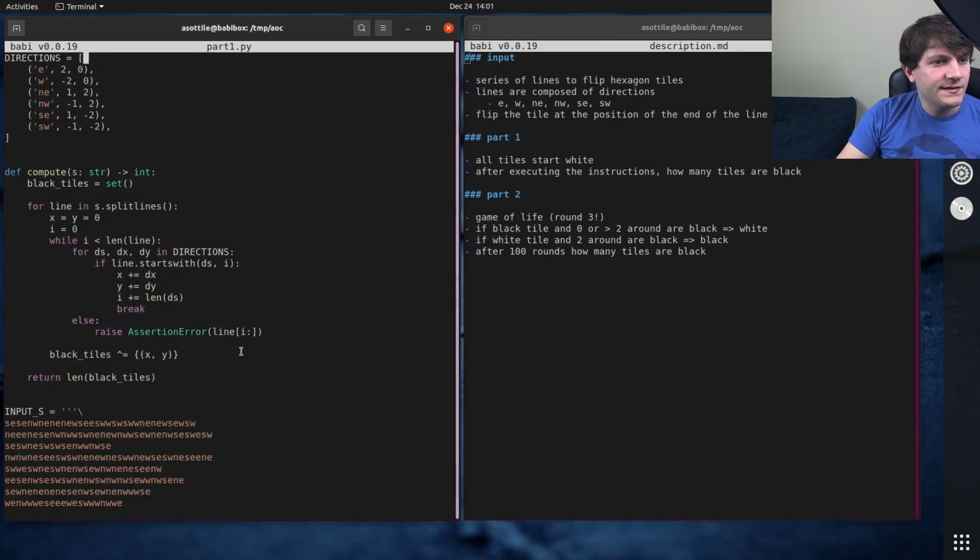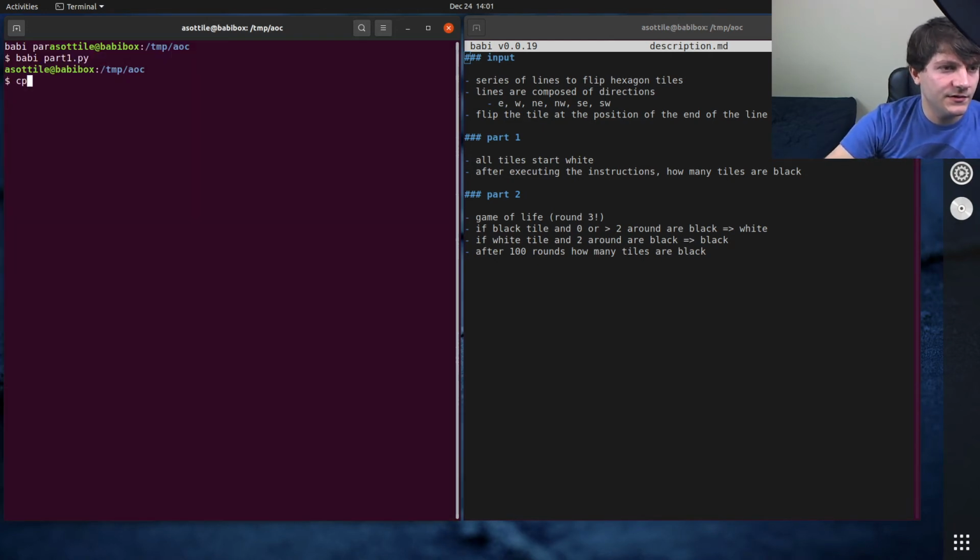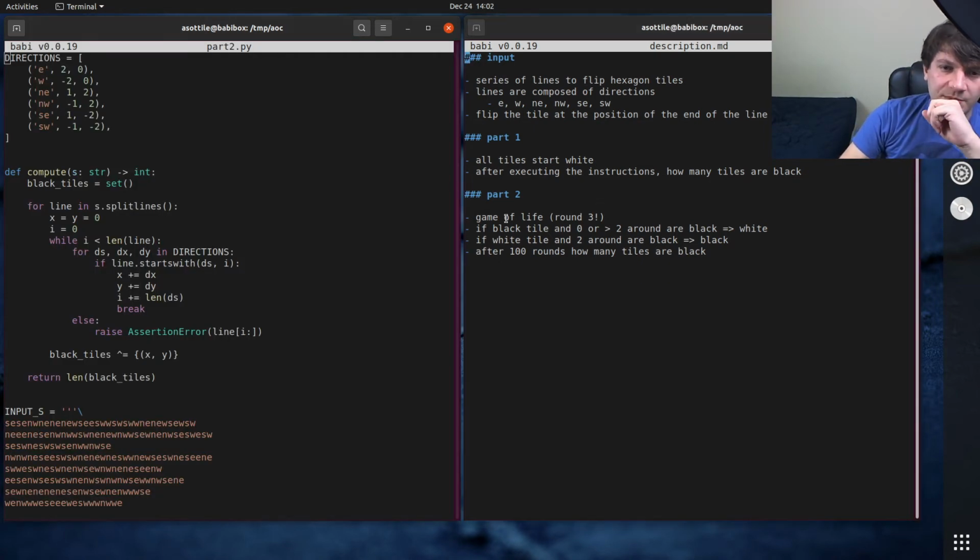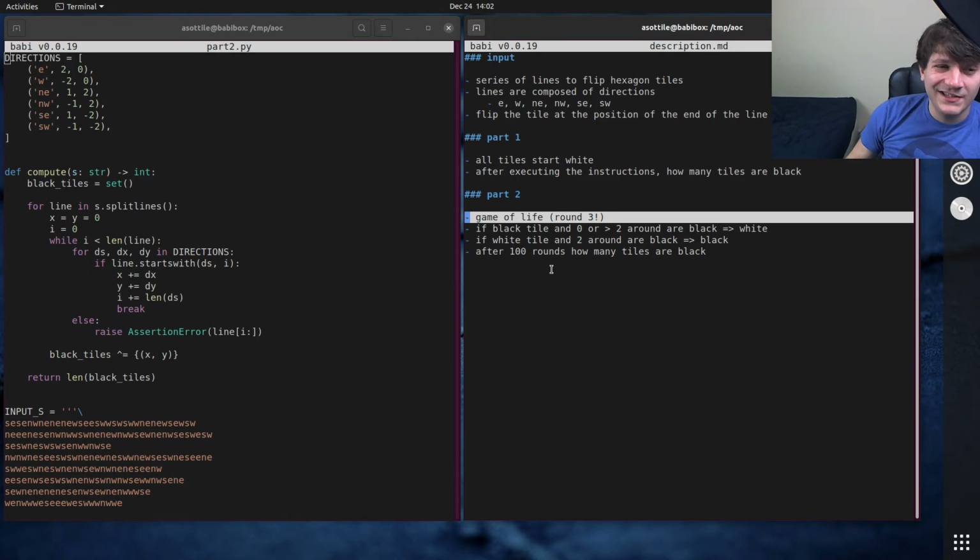So let us copy part 1 to part 2. Part 1.py, part 2.py. And this is a game of life problem. So I'm going to use the same strategy that I used in previous problems to do game of life problems.